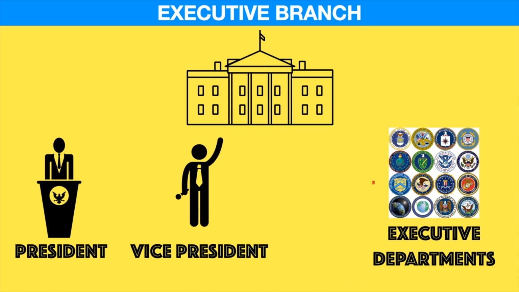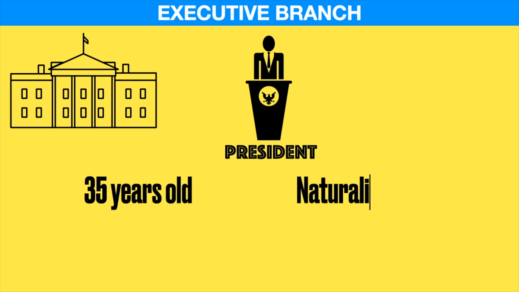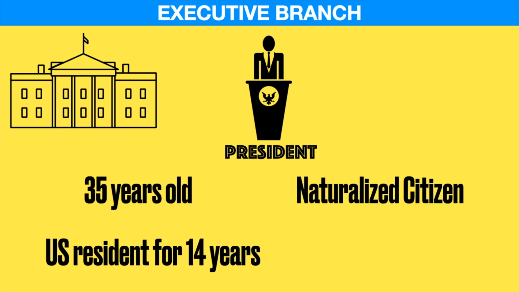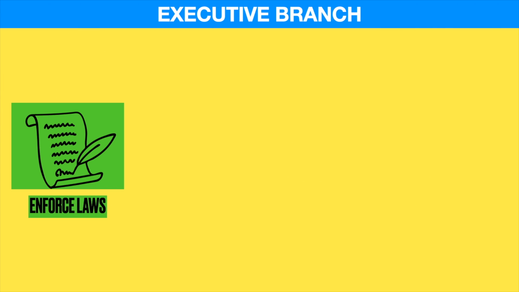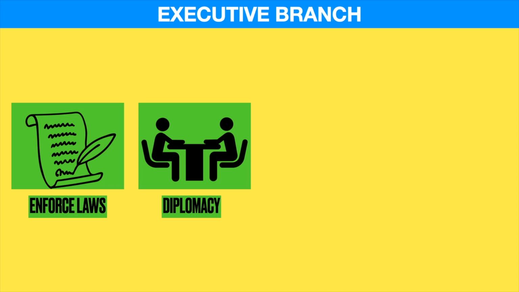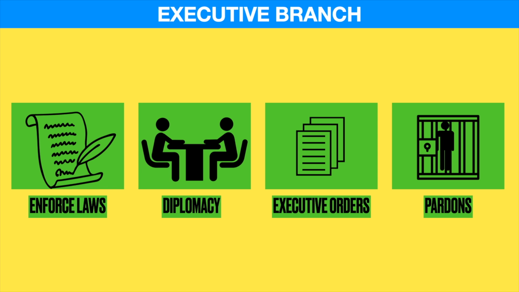In the executive branch, we have the president, the vice president, and 15 executive departments whose top officials advise and consent with the president. To become president, one must be 35 years of age. They must be a naturalized citizen or born in the U.S. They have to have lived in the U.S. for 14 years, and they can serve 2 4-year terms. Some of the responsibilities of the president are to enforce laws, engage in diplomacy, issue executive orders, as well as the ability to issue pardons.